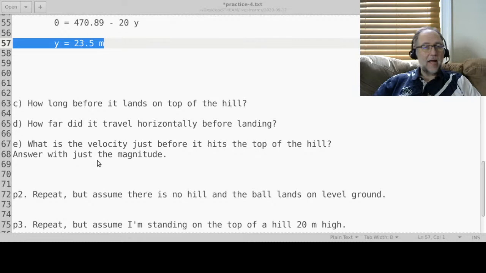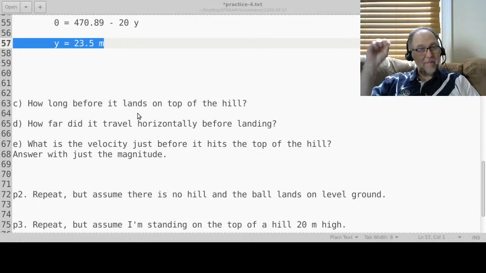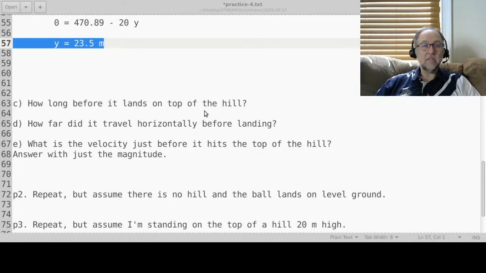The reason is that your initial is the same. I'm still at ground level when I toss it. But now the final is not at maximum height. The final now is when it lands on the top of the hill, and so that means that your final values are going to change.